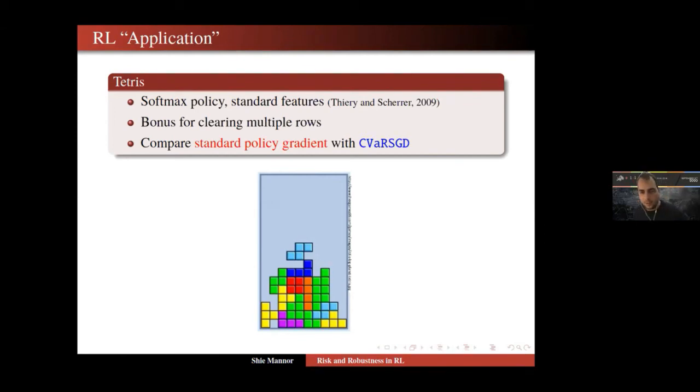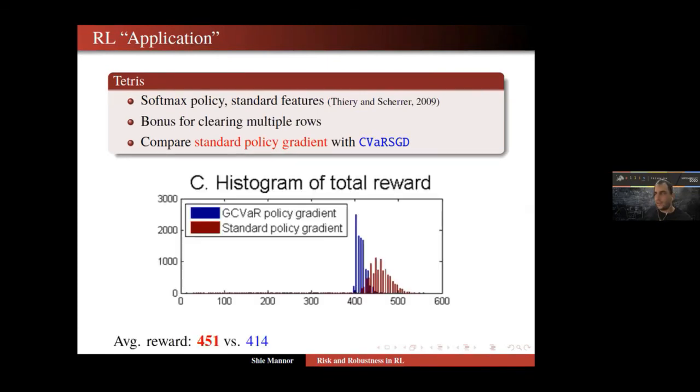But I want to show an example to give you an intuition of what is going on. So this is a Tetris example that we had before, and we compare two algorithms. We compare this CVaR optimization for, I don't remember what alpha is, probably 5% or something like that, and the standard algorithm. And here we see the histogram. So the standard policy gradient had an average reward of, it is in red, 451 as opposed to 414 for the CVaR optimization. So you see that on average, it's better.